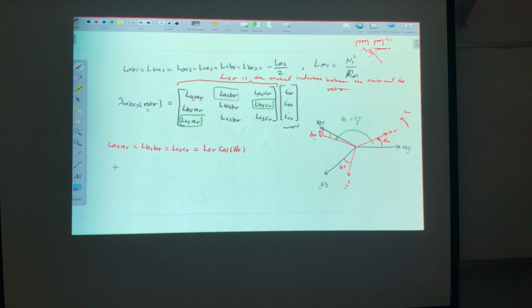So I will say that L_AS_BR will equal L_BS_CR, and it will equal L_CS_AR, and this will equal L_SR cosine of theta R plus 2 pi over 3. Now what about this one? Minus 2 pi over 3.